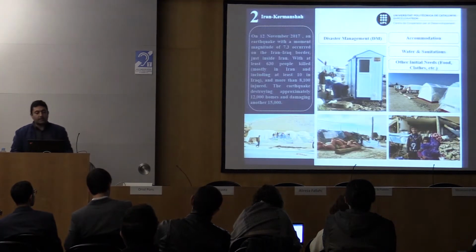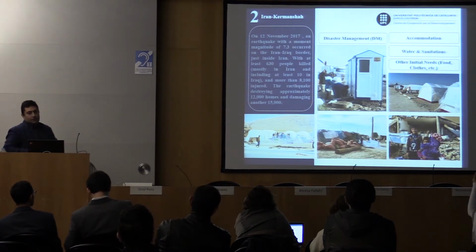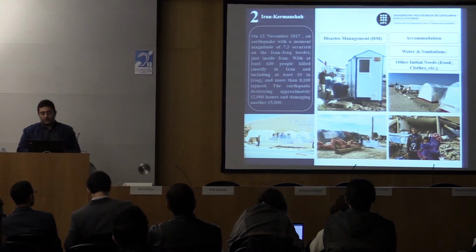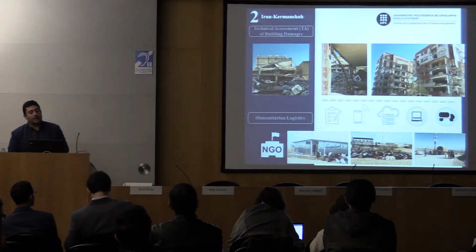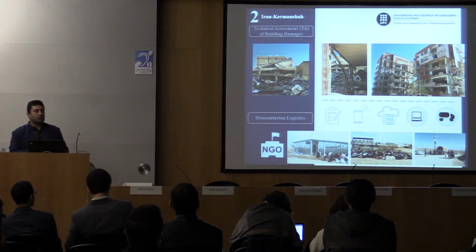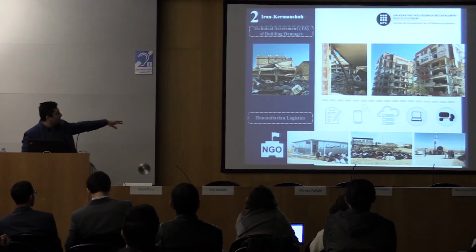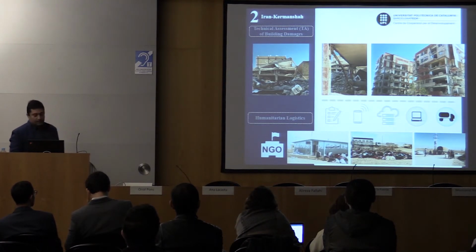And also, we considered disaster management after the Kermanshah earthquake in 2017. We considered accommodation, water and sanitation, and also initial needs. We are working on the technical assessment of the damaged and destroyed buildings, and we are developing a model for the humanitarian supply chain or humanitarian logistics to avoid wasting resources, as you can see in the pictures.